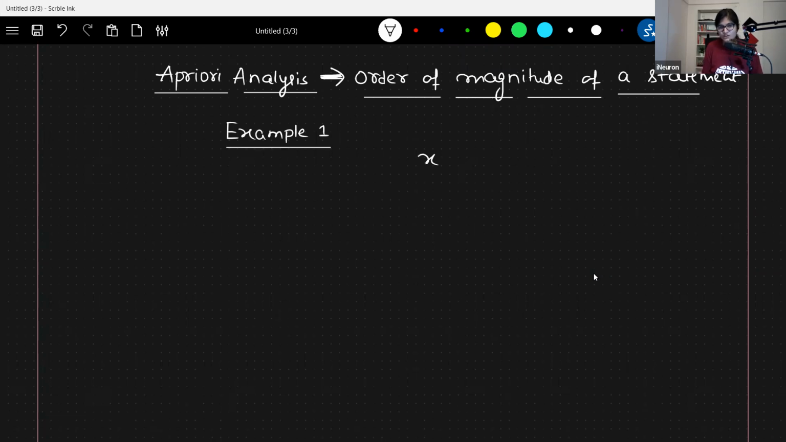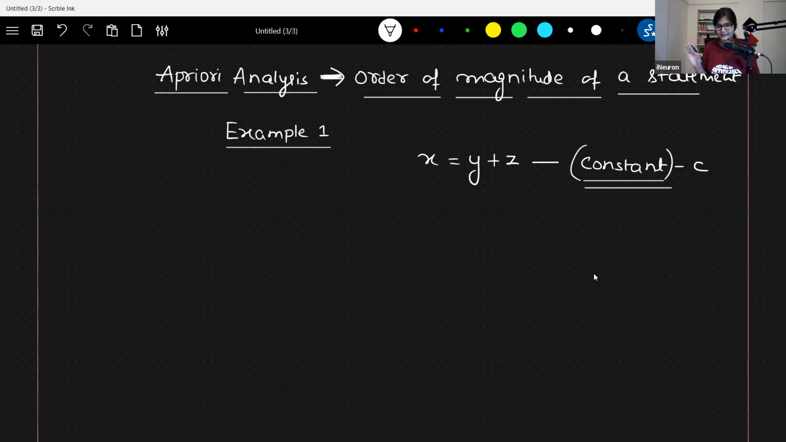I am saying x is equal to y plus z, where y and z are numbers entered by the user. Simple statement. How many times will it repeat? Anyone? 1. So can I say it's just constant time? Whenever I want to represent anything constant, I will write C. In future, if I write C, understand that I'm talking about a constant. So here it is repeating just a single time and it will give me the value of x. So here the time complexity is big O of 1.